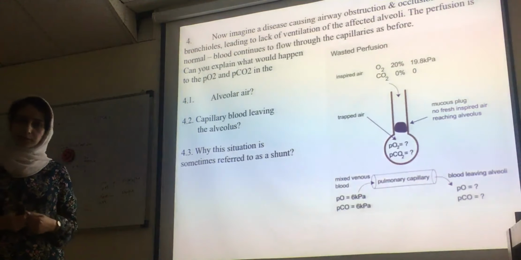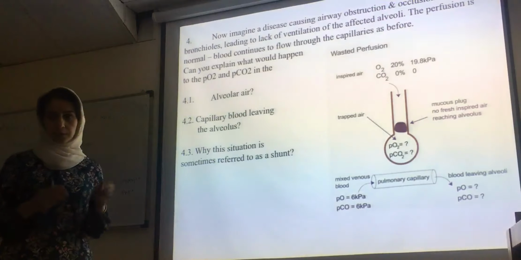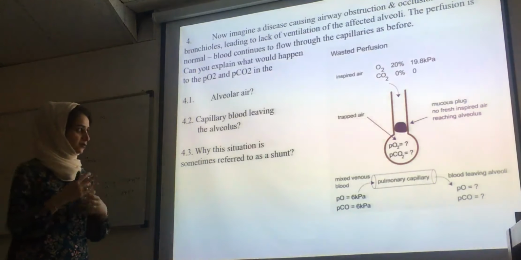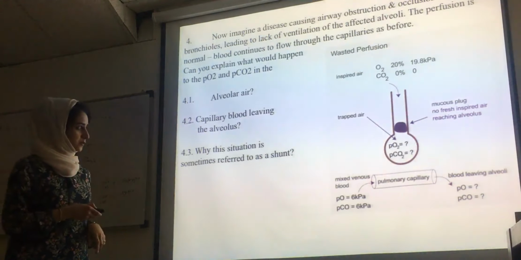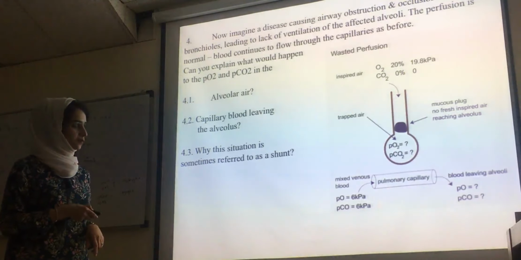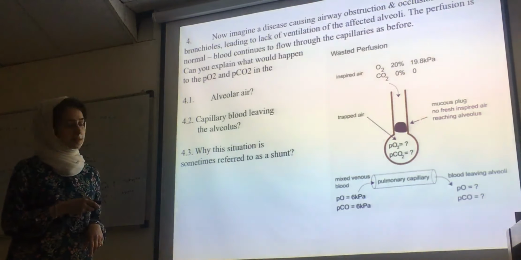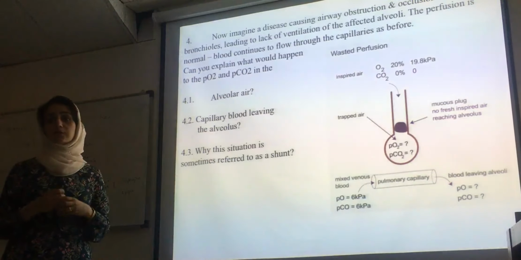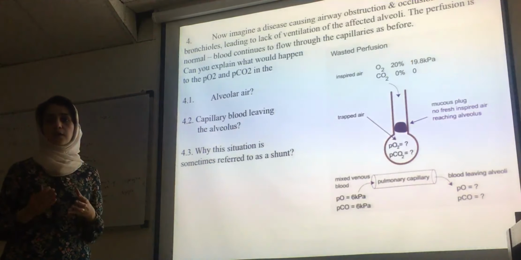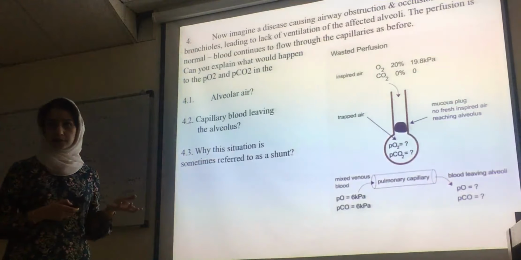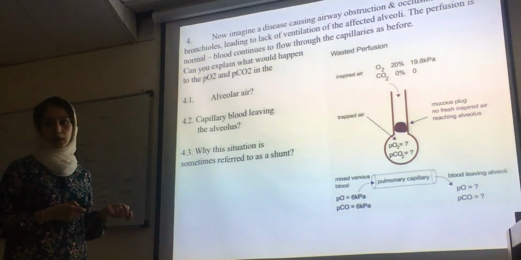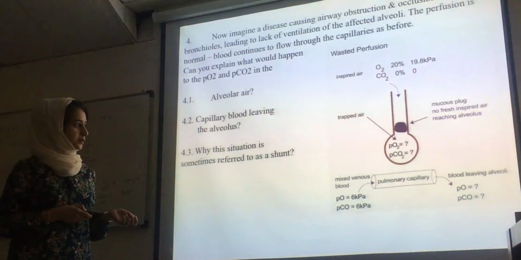So the PO2 and PCO2 will become 6 kilopascal because of the concentration gradient. There will be continuous adding of CO2 and removal of O2, while there is no addition of O2 because of the obstruction of the alveoli. There's no ventilation, so no O2 is added. That is what happened to it.